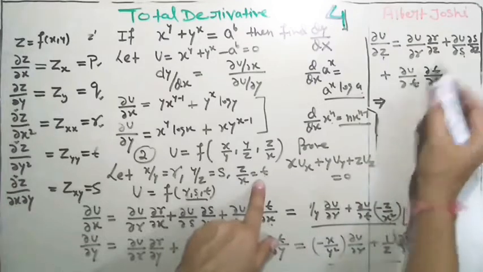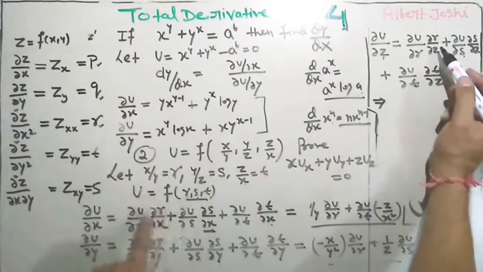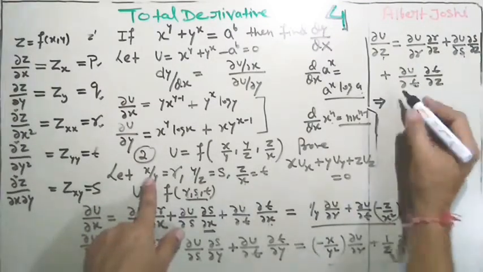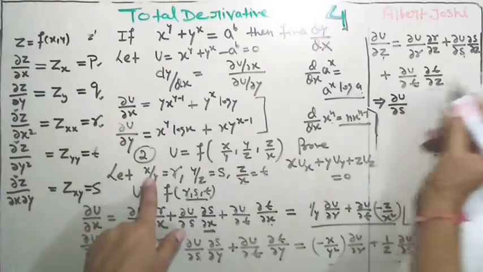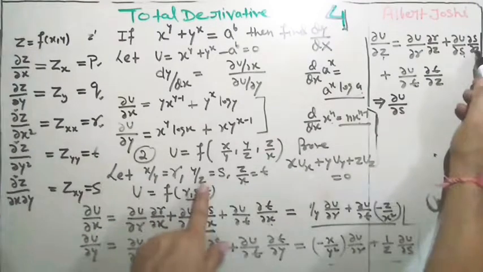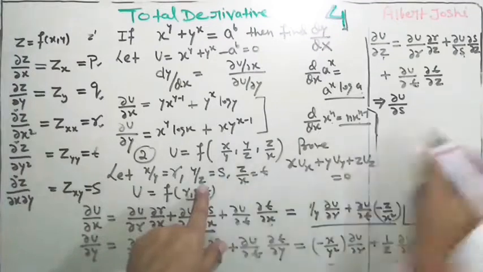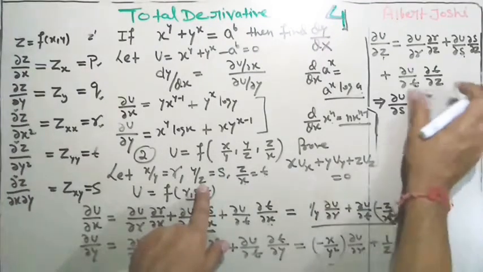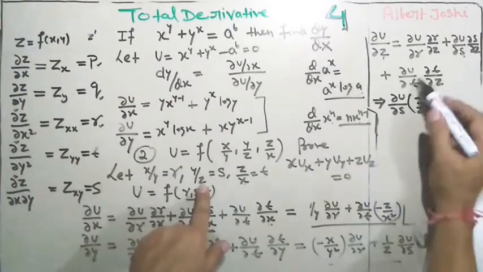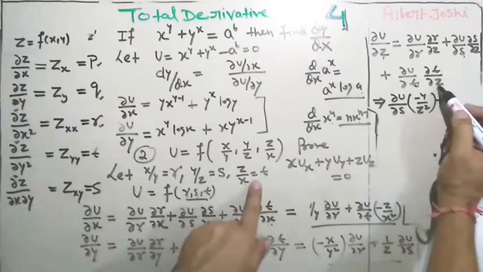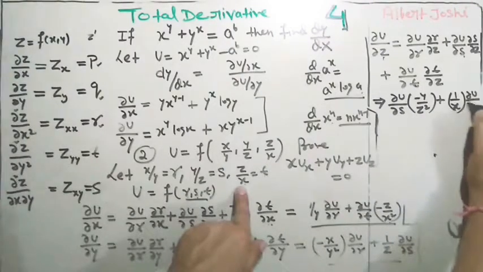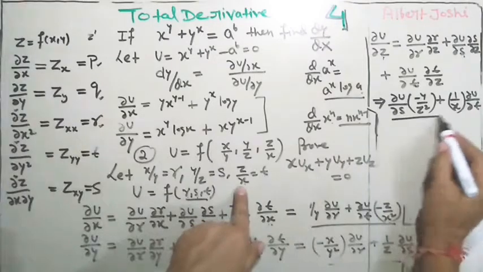So del u upon del z is equal to, now what about dr upon dz? r you have to differentiate with respect to z, but there is no z, so this is 0. Then del u upon del s, del s upon del z, you differentiate and you get minus y upon z square, this value. Plus now this t you differentiate with respect to z, then you get 1 upon x, so 1 upon x del u upon del t. So now you got this one.